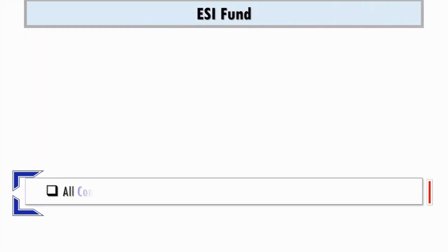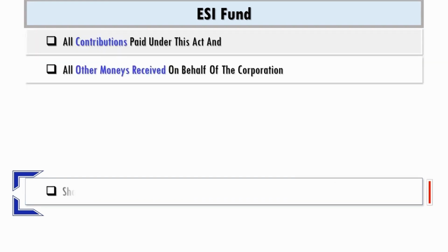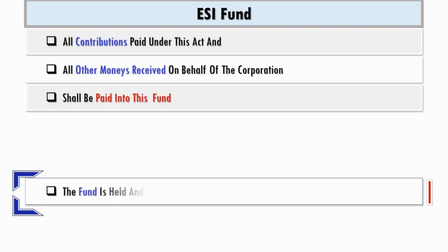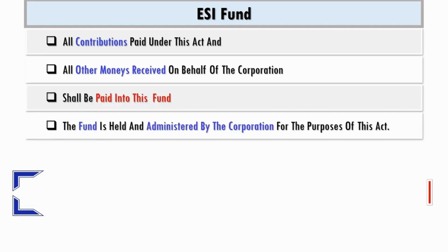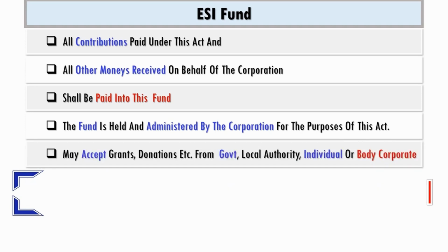All contributions received under the Act are deposited into the ESI fund. The ESI fund is administered by the ESI Corporation. ESI fund can accept grants, donations, gifts, etc. from government, local authority, individual or body corporate.